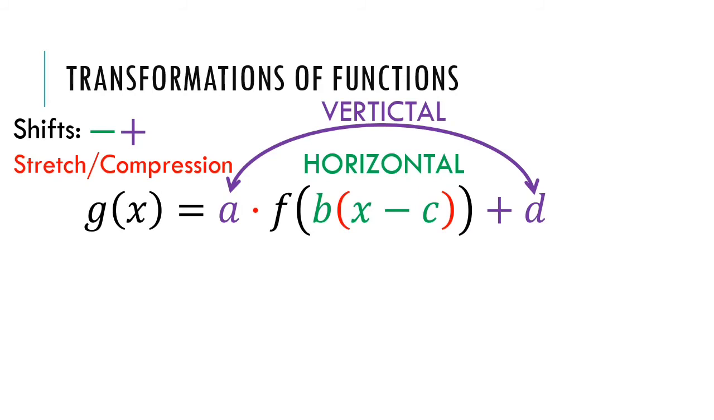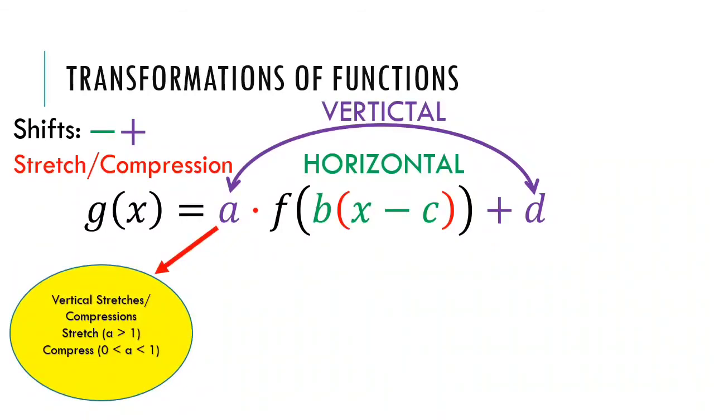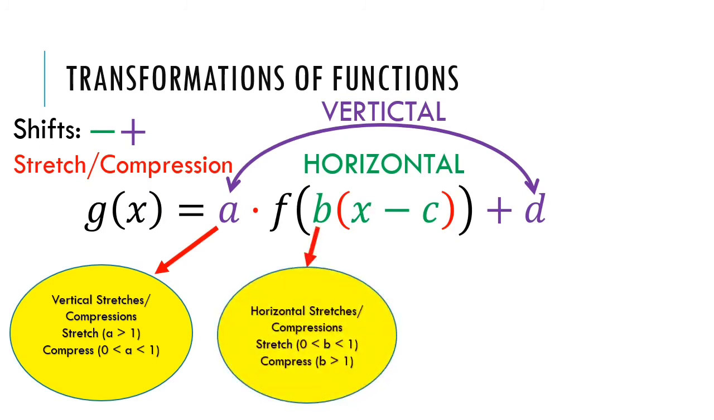So let's take a look at these in a little bit more detail. A, as we mentioned, is a vertical stretch or compression. If it's more than 1, it's a stretch. If it's a small number between 0 and 1, it's a compression. And if it's negative, it's a vertical flip. B is a horizontal stretch or compression, as we mentioned. Only small numbers make it stretch and big numbers make it compress. Again, if it's negative, it makes it flip.